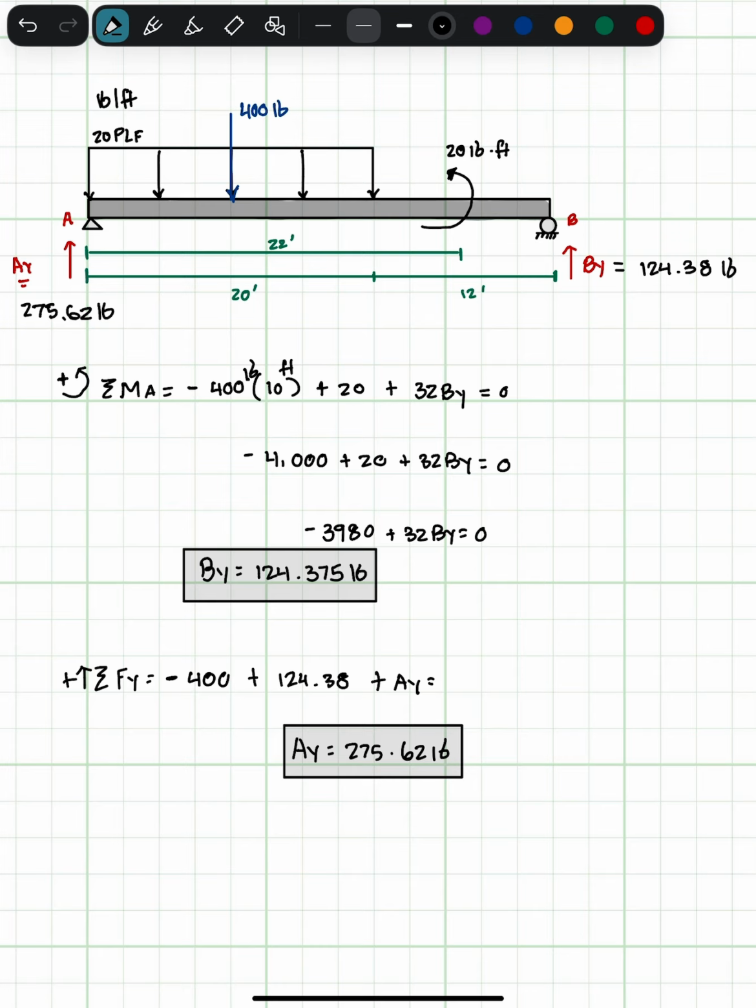And not to mention also, the uniform load is basically more on this side as well. So that's another reason why AY is larger. But this beam is now in equilibrium.